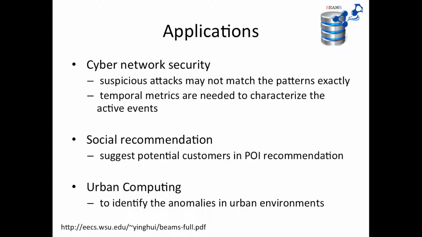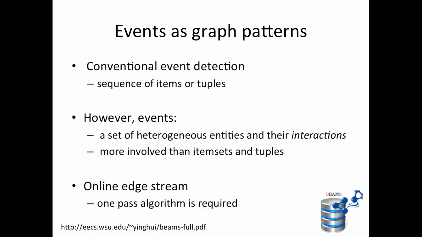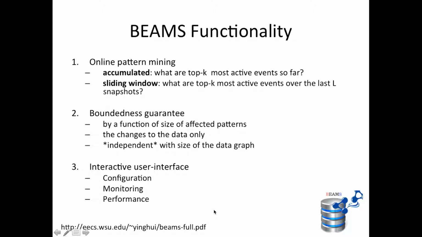Event detection over data that are modeled as graphs has many other applications, to name a few: in cyber network security, in social networks, and in urban environments. Conventional event detection has been done for years. They have considered a sequence of items or tuples as an event. However, a set of heterogeneous entities and their interactions are more involved than item sets and tuples. Furthermore, we are dealing with an online setting. Therefore, we need an efficient algorithm that works in one pass.